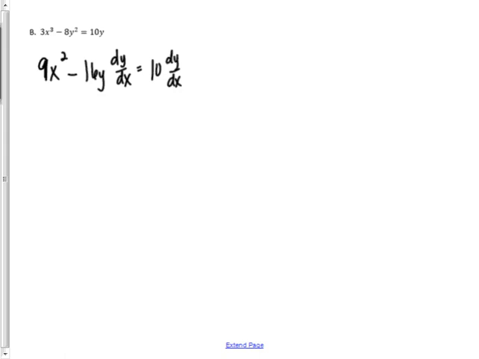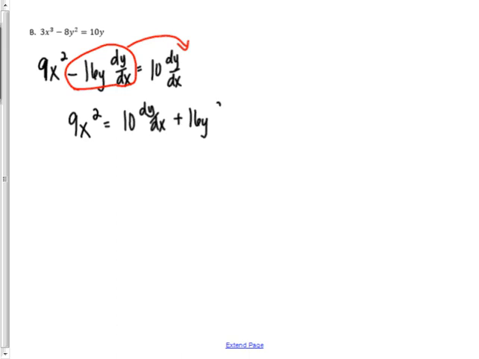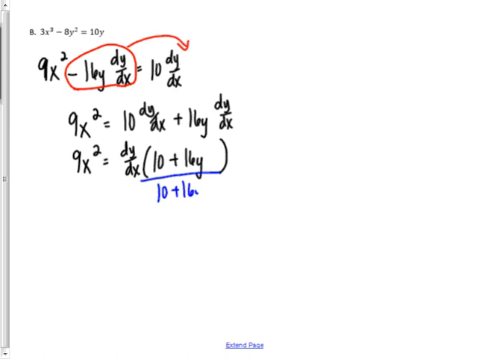Okay. Now, step 2, get all of your dy dx's on the same side, and anybody who's not a dy dx to the other. So I'm going to leave this 10 dy dx, and I'm going to take this negative 16y dy dx, and we'll take this term to the other side. So it becomes positive. Now, you want, at the end of the problem, to have that dy dx by itself, and right now you have 2 of them. So what we're going to do is factor out that dy dx. If I pull out the dy dx, I'm left with 10 plus 16y. And then to get that dy dx by itself, I just divide both sides by that parenthesis.